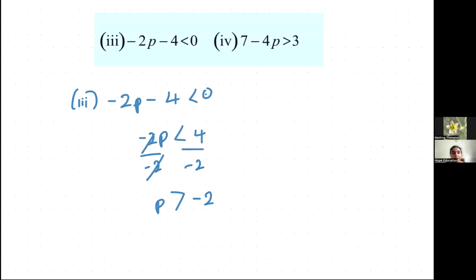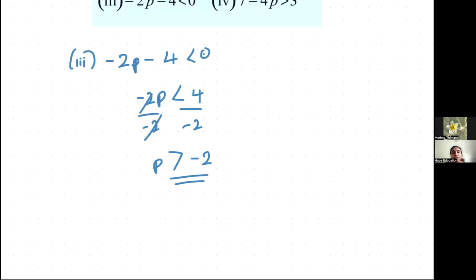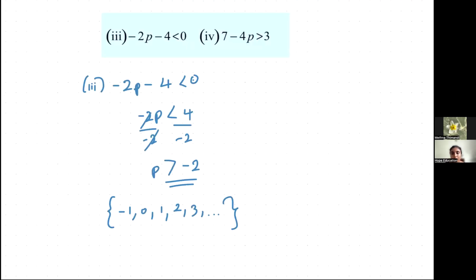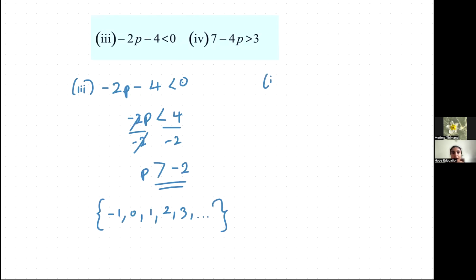The question again: write down the set of integral solutions of the inequality, right? So you have to write a set of the integral solutions. So p is greater than minus 2. That would be minus 1, 0, 1, 2, 3, and so on. Okay, is it clear? Yes, teacher.